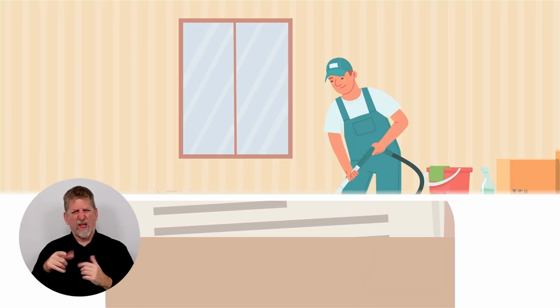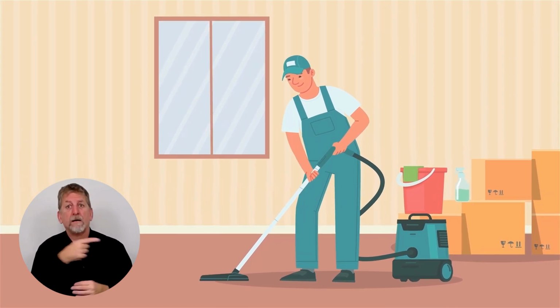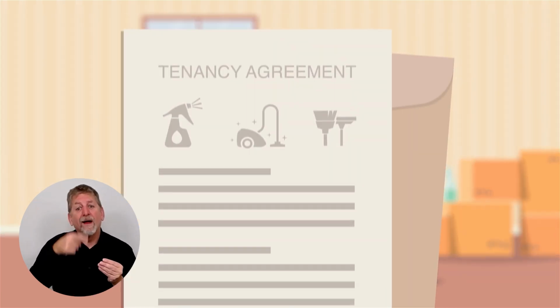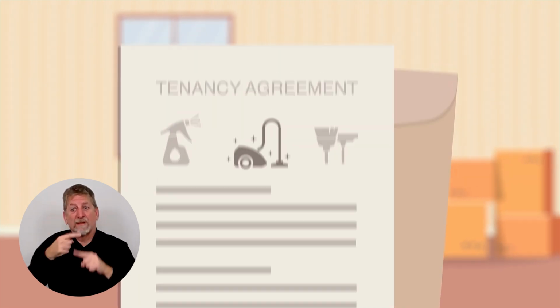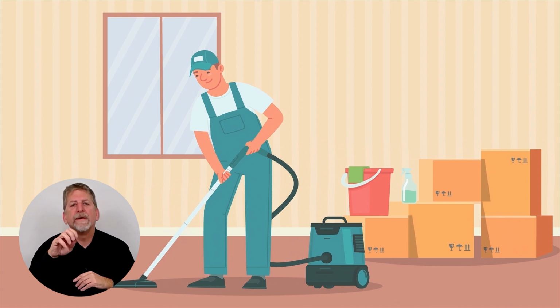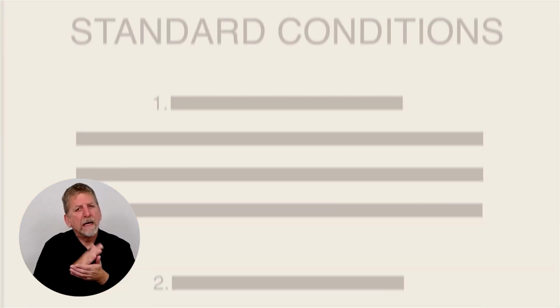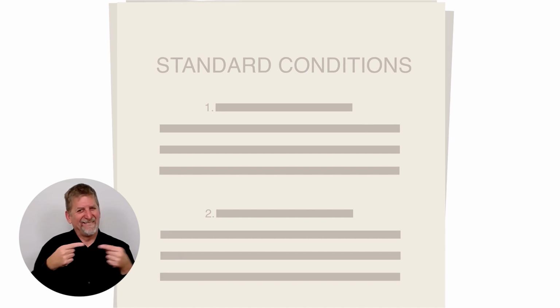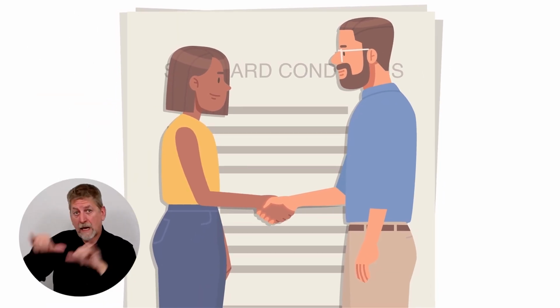For example, the standard conditions state that the tenant must leave the property reasonably clean and undamaged. Even if the tenancy agreement requires the tenants to have the carpets professionally cleaned before they move out, the tenant wouldn't have to if the carpets are reasonably clean when they leave. The standard conditions always win. Landlords and tenants should both be familiar with the standard conditions to help ensure a happy tenancy.